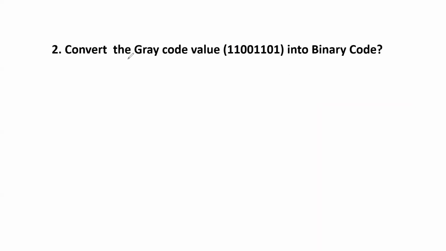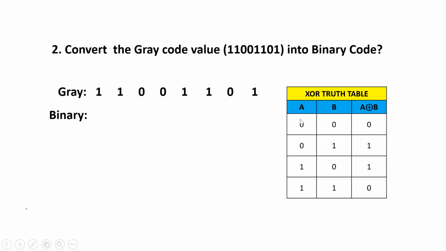The next one is convert the gray code value into binary code. First rewrite the given gray code value 11001101. To find the binary, again apply the XOR operation. So for that, take the XOR truth table. Again, the MSB stays the same, 1. Now apply XOR between these two bits.